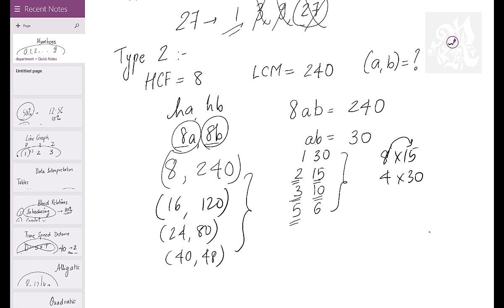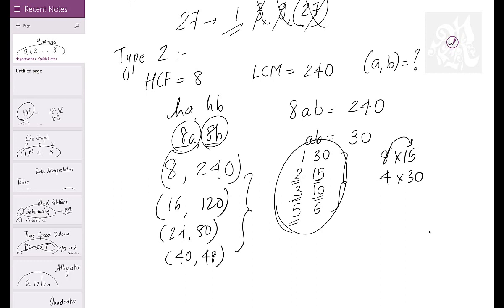These are the pairs of numbers whose HCF is 8 and LCM is 240. Are we clear? Just find out AB and that many pairs. They will not ask you to find the numbers, they'll just ask you how many pairs. So here itself you get the answer: 4 pairs.